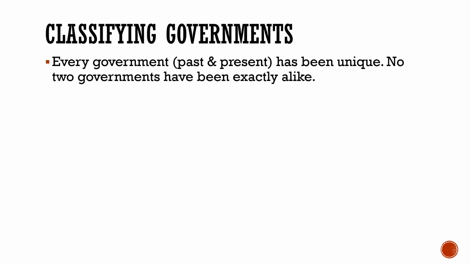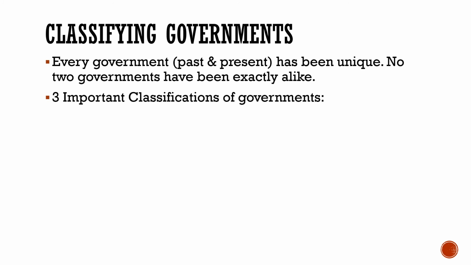So first and foremost, every government, past and present, has been unique. No two governments have been exactly alike. Every regime is different. Every presidency is different. Every year of a presidency is different. You cannot compare one to the other as being exactly like, because that cannot happen. Each human is different and has different wants and needs, etc.